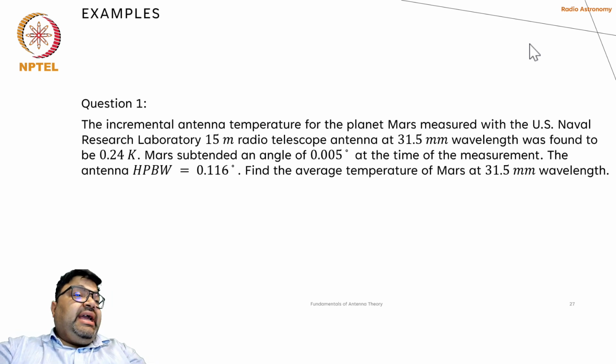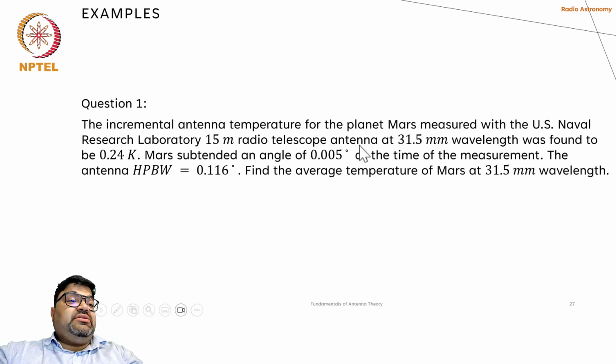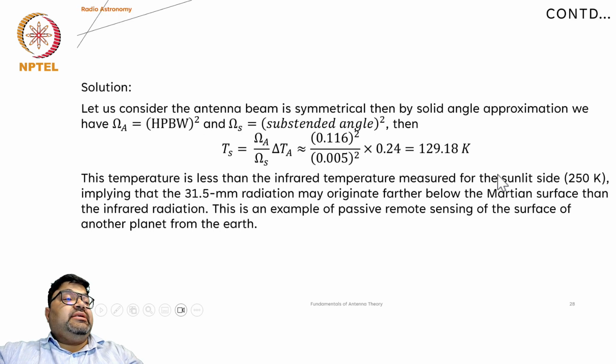So now we end this with a couple of examples, which will explain the things better. Question number 1. The incremental antenna temperature for the planet Mars measured with the US Naval Research Laboratory 15-meter radio telescope antenna at 31.5 millimeter wavelength was found to be 0.24 Kelvin. Mars subtended an angle of 0.005 degree at the time of measurement. The antenna half power beamwidth is 0.116 degree. Find the average temperature of Mars at 31.5 millimeter.